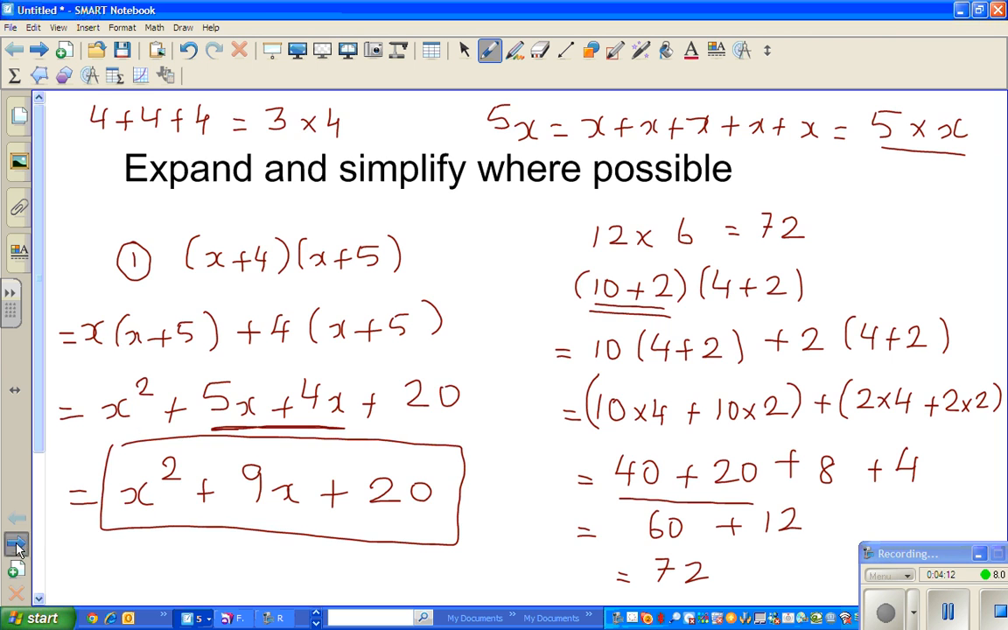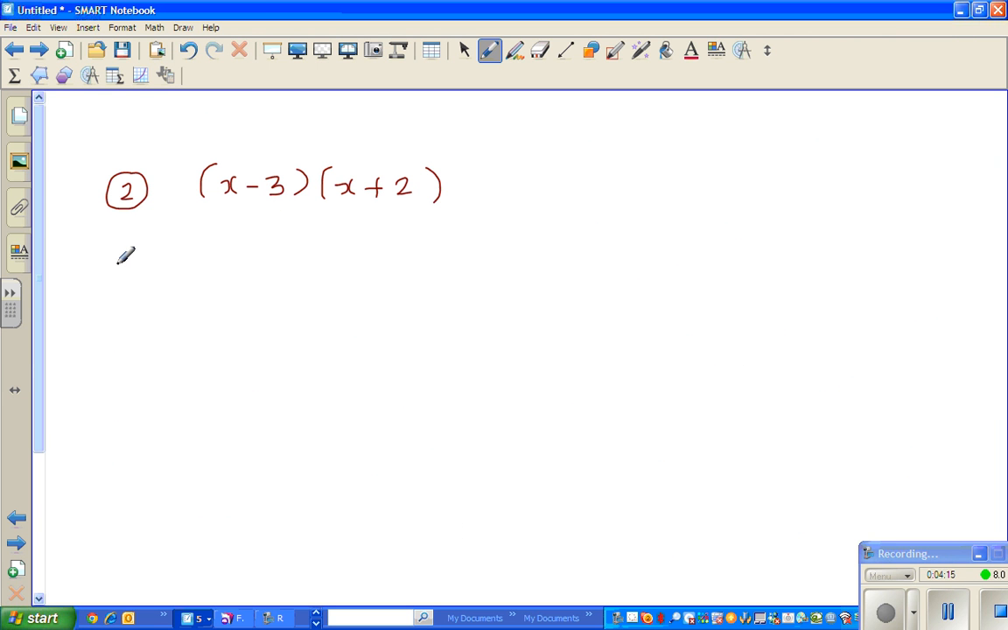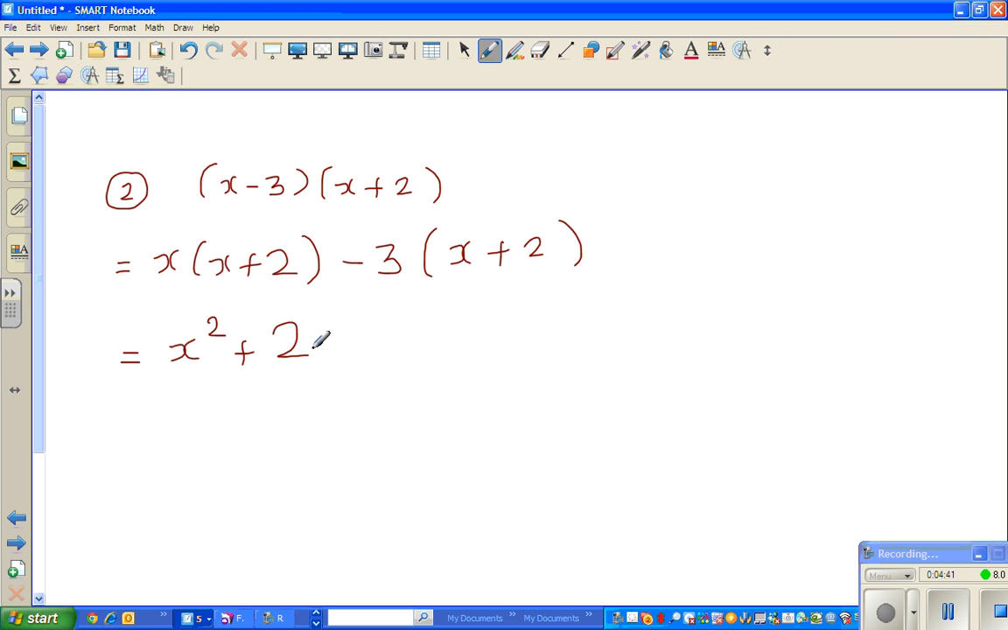Okay, so let me do the next example. The same process. So x times x plus 2 minus 3 times x plus 2. Be very careful when you're dealing with minus. So the same process. x times x is x squared. Though here you've got more steps. The good thing about doing it this way is you end up making fewer mistakes. So x times 2. Be a bit careful when you're dealing with negative. This is where most mistakes happen. So negative 3 times x is negative 3x, or minus 3x. And you're multiplying with negative 3.